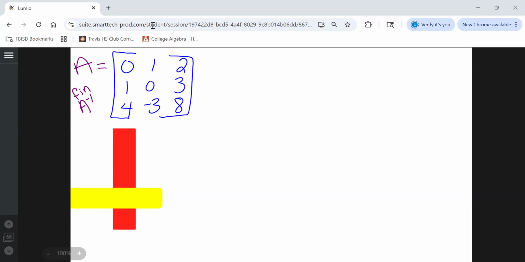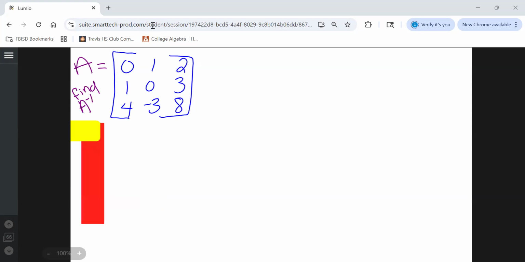So whenever we're finding the inverse of A, the first thing that we need to do is find the determinant of A. So in order to find the determinant, we're going to go ahead and rewrite the first column next to the matrix, 0, 1, and 4, and the second column next to that. Then we're going to find the product of our diagonals. So again, we're finding the determinant here.